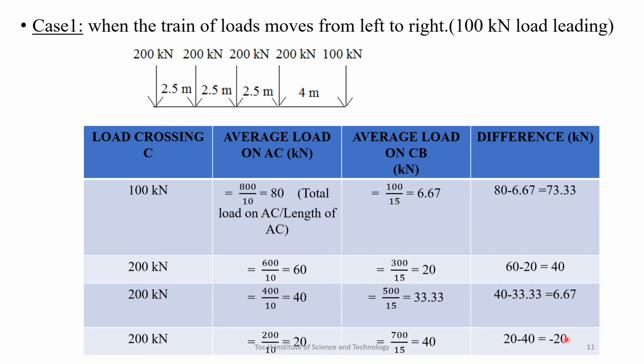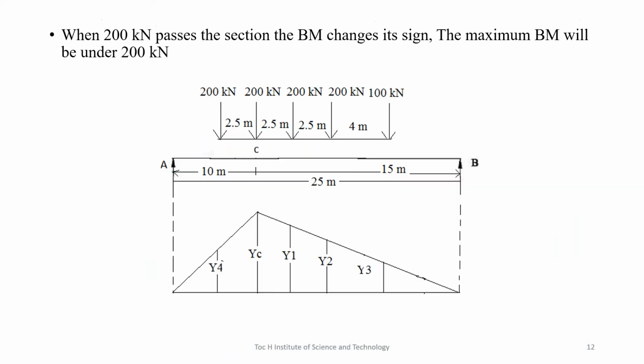Here we can see that while the 200 kilonewton crosses the section C, the positive 6.67 changes to minus 20. That means under this 200 kilonewton the maximum bending moment occurs. So we have to place this 200 kilonewton at the section C to get the maximum bending moment. So I am placing this 200 kilonewton at the section C, and we get YC equal to Z into (L minus Z) by L. Here Z is 10 meters.